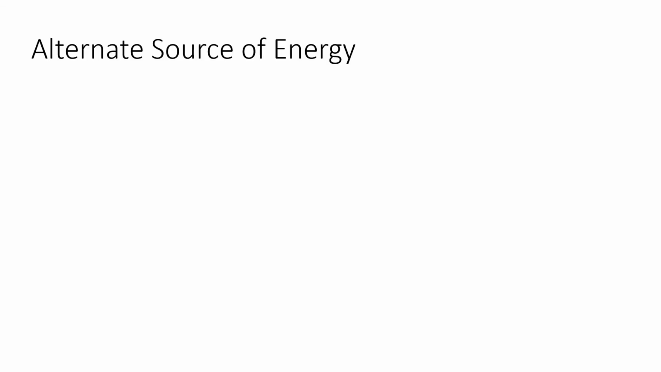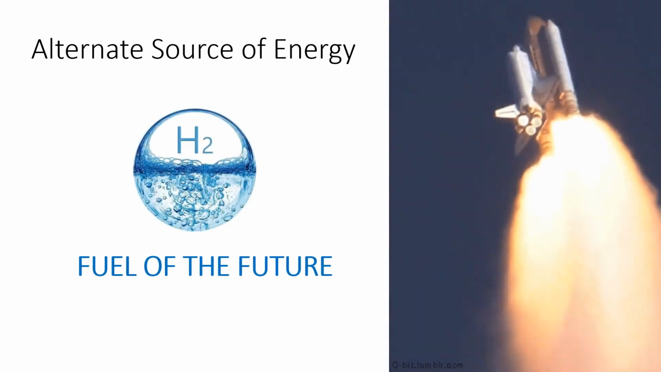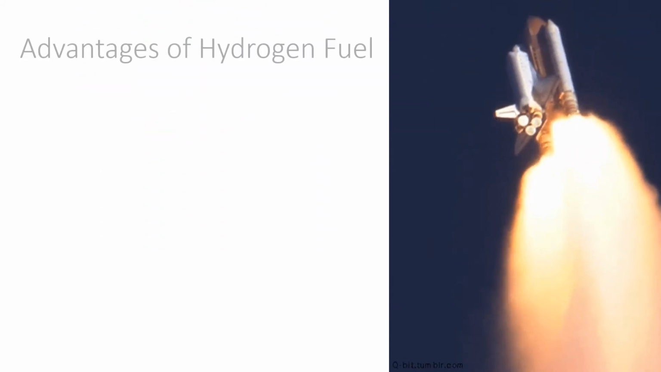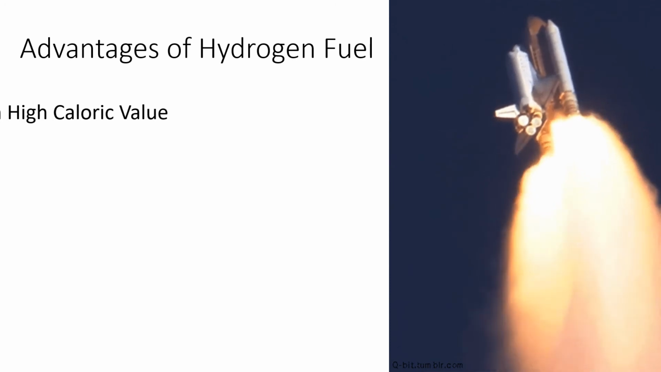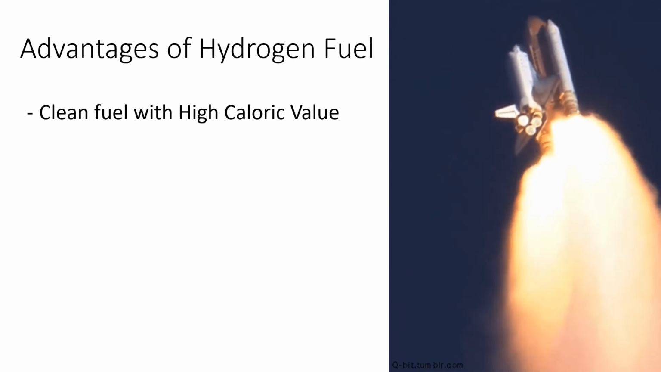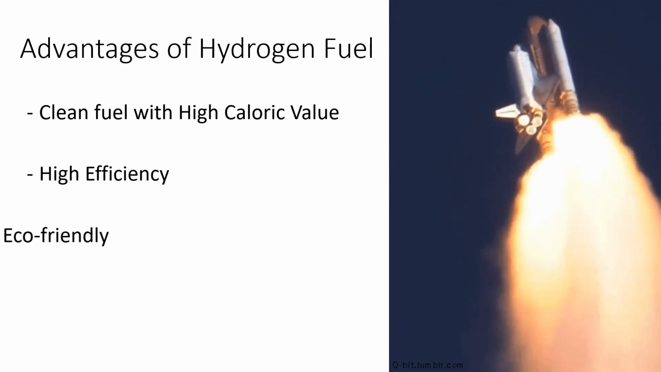Last is alternative sources of energy. Most of the world's scientific community considers hydrogen as the fuel of the future after the fossil fuel era. Electrochemical production of hydrogen can be done using renewable sources of energy. The advantages of using hydrogen are clean fuel with high caloric value, production from electricity with high efficiency, and being environmentally friendly, among others. This will lessen the pollution that is brought by other sources of energy.